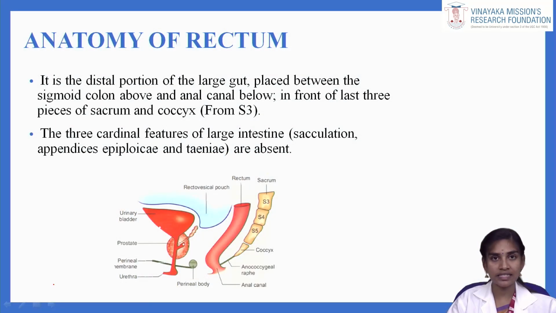So, the rectum. It is the distal portion of the large intestine. It is located between the sigmoid colon above and the anal canal below, in front of the last three pieces of the sacrum and coccyx. You can see these are the last three pieces of the sacrum, and the rectum is located in front of the sacrum.